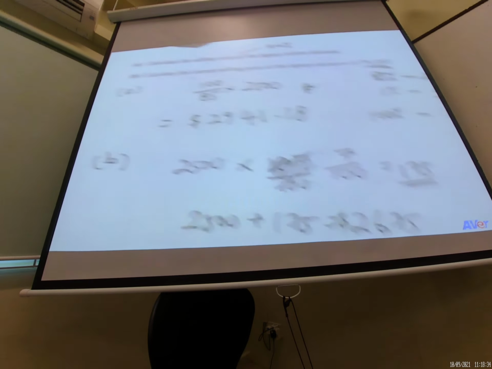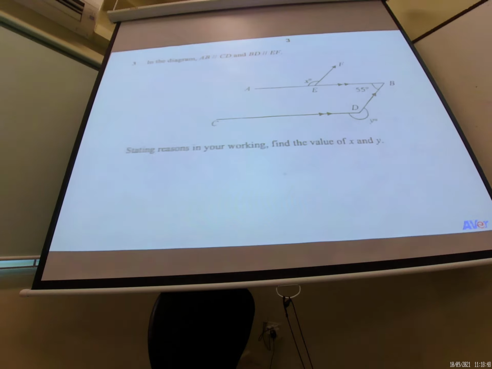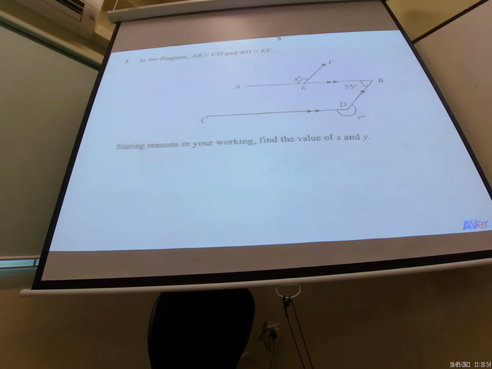Okay, question 3. Angles. In the diagram, AB is parallel to CD, BD is parallel to EF. State reasons in your working, find the value of x and y. So when we first look at the diagram, we are only given one known angle, 55. Okay, so that will give us a clue. Any angle you want to find, definitely we have to use what we know to find what we don't know. So we only know 55, meaning all the unknowns will come from this 55.